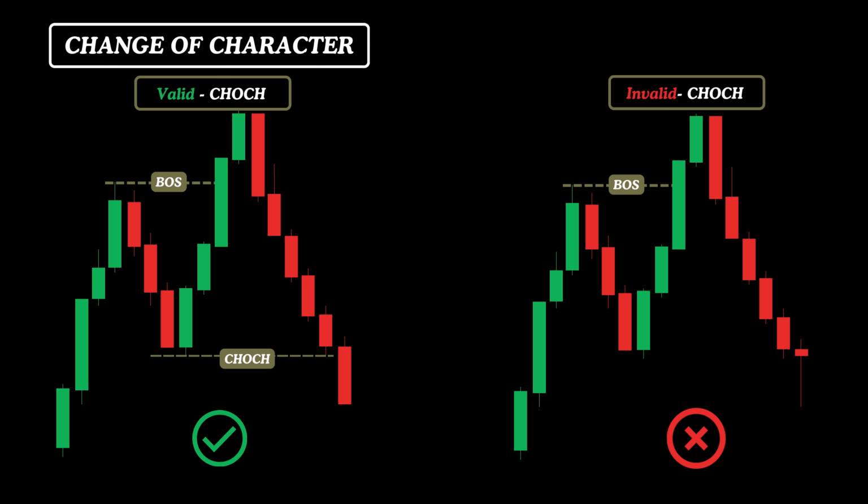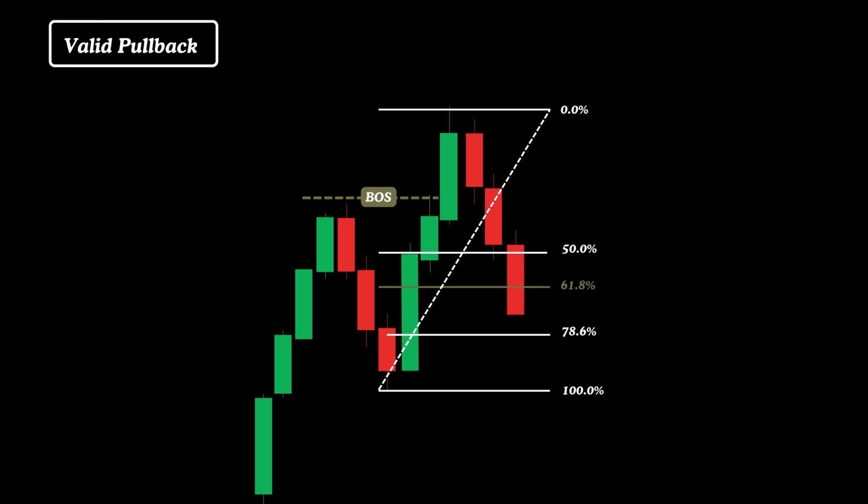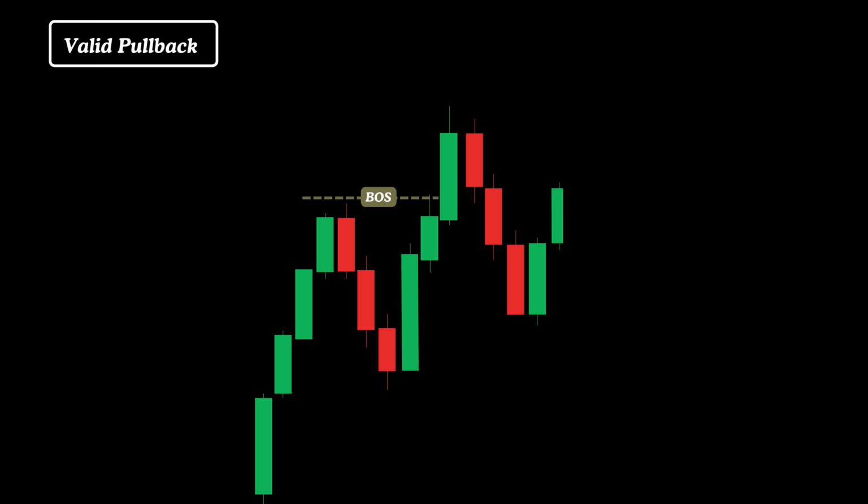Next, let's address another common question. Is this pullback valid or fake? The answer lies in the Fibonacci retracement tool. In a bullish market, we draw the Fibonacci retracement from the bottom to the top. If price retraces to the 0.50 or 0.61 level and then bounces upward, it's considered a valid pullback. When price breaks the previous high following this valid pullback, we can confidently mark it as a break of structure.